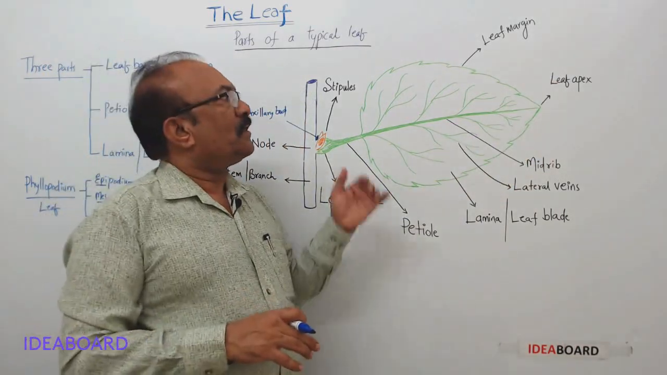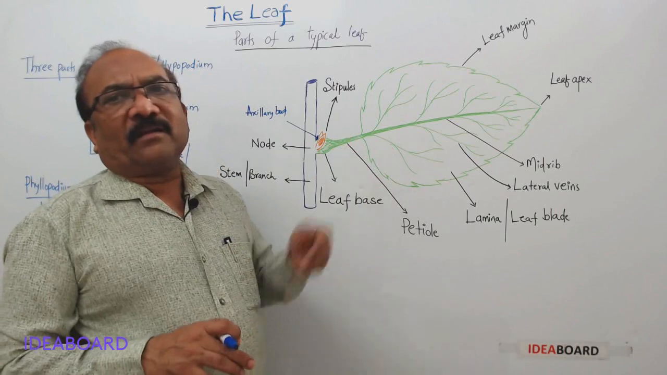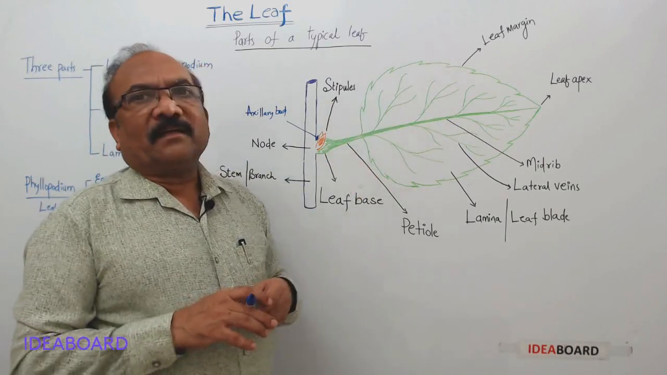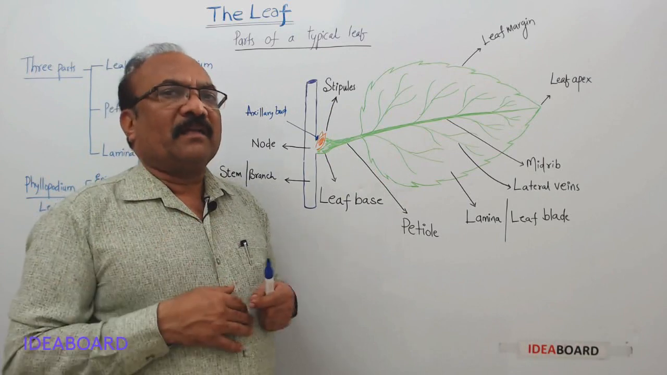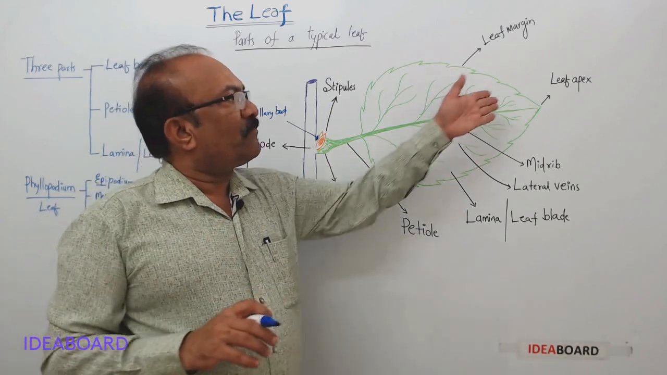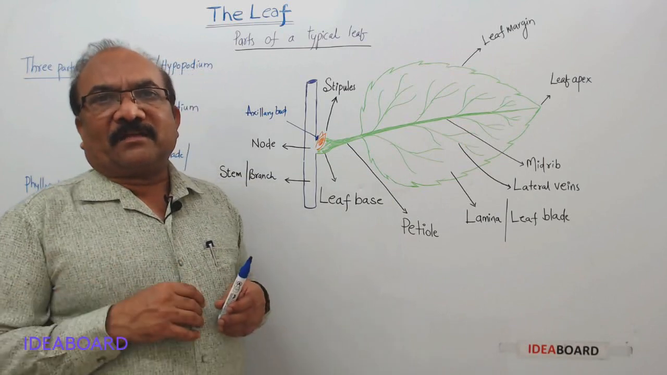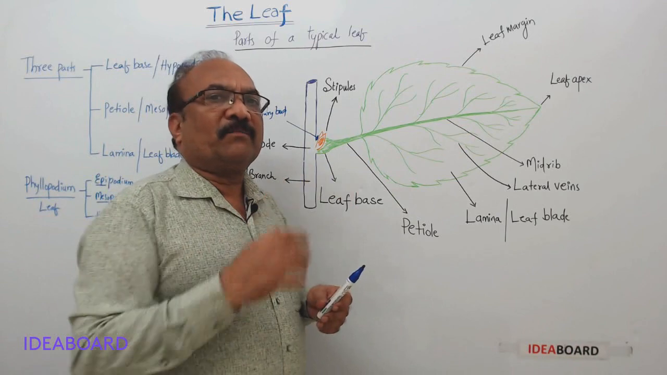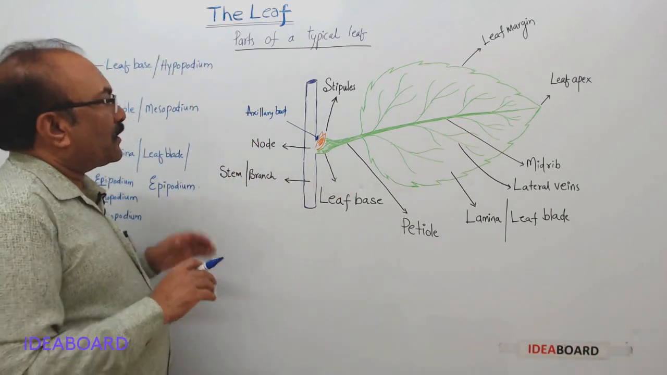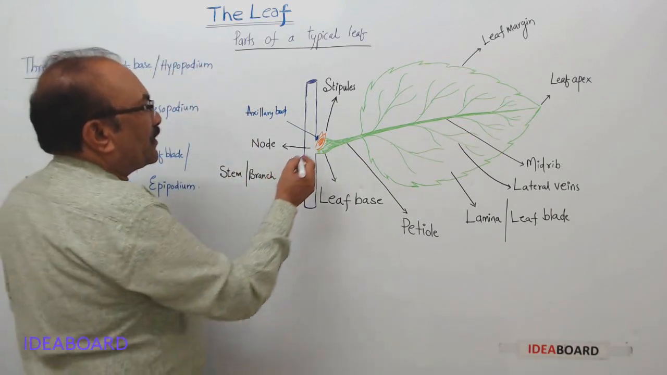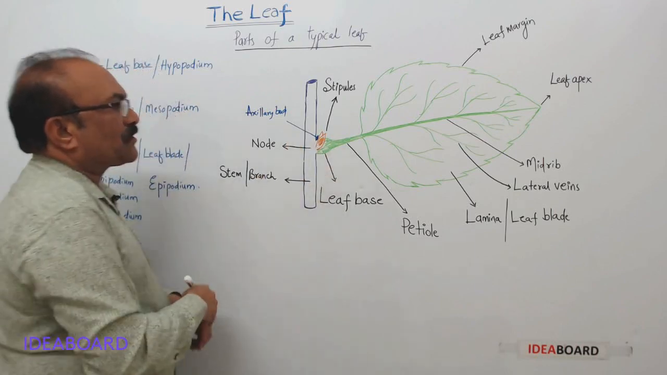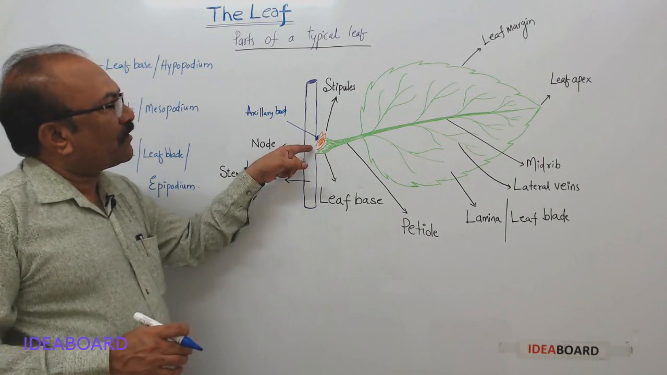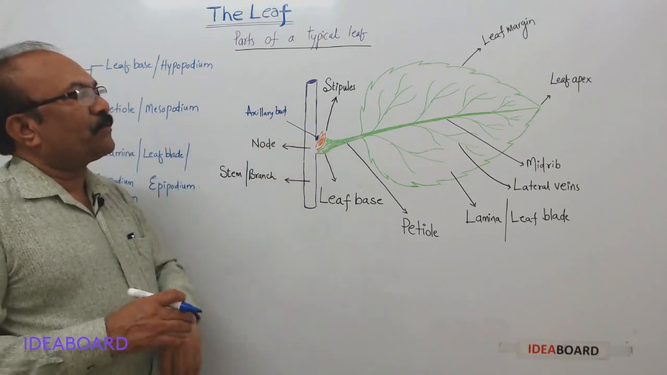But of course, remember that this is a model leaf, and don't think that all leaf margins will be like that. Leaf margins will vary from plant to plant. In a similar way, even the leaf apex is not the same in all plants. So the leaf apices also vary from plant to plant. But in addition to that, you will find some leaf-like appendages here. The leaf-like appendages present on either side of the leaf base are called stipules.